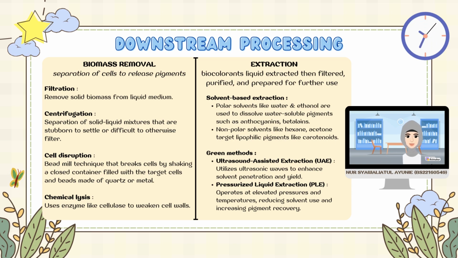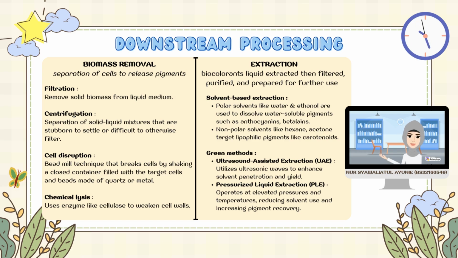Filtration is commonly used to remove the solid biomass by passing the mixture through a filter, and it will leave behind a pigment-rich liquid. For mixtures where solids are difficult to settle or filter, centrifugation is employed, using high-speed spinning to separate the solid and liquid components.